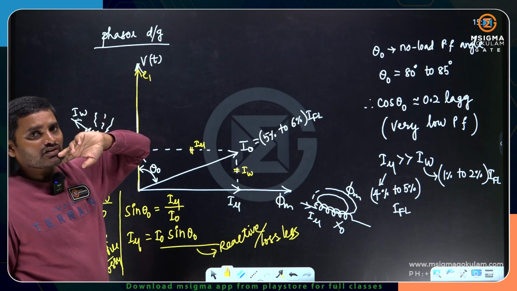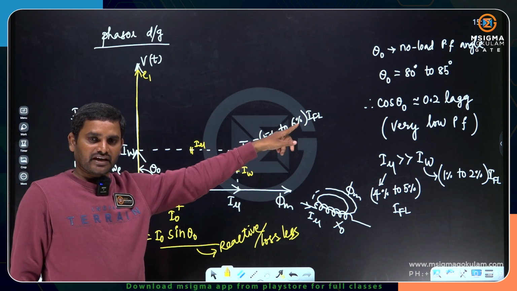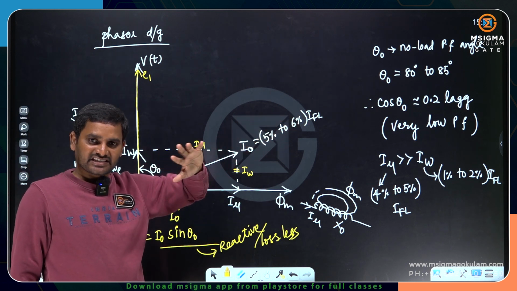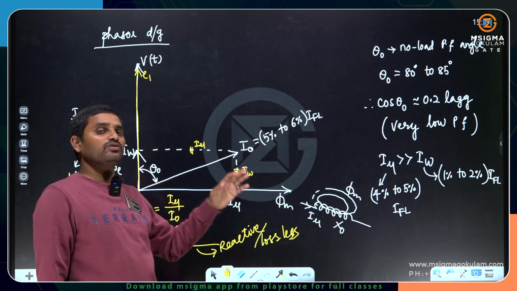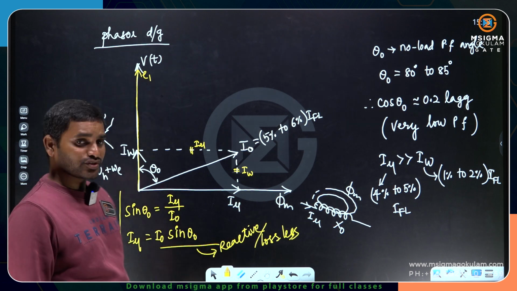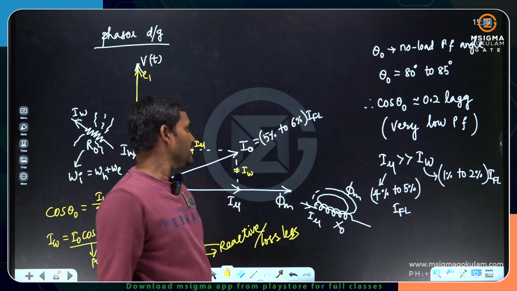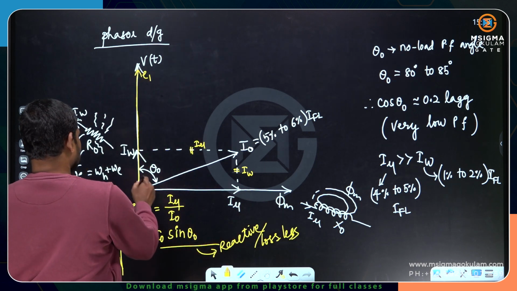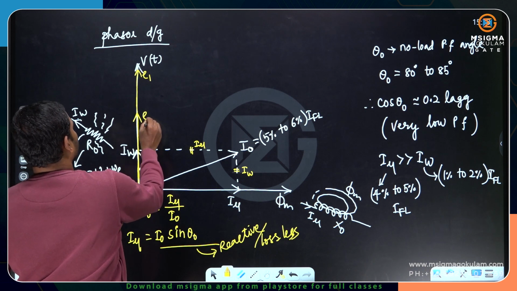I am not representing the drops because the current is very small, just 5 to 6% of the current. So I am not representing the winding resistance drop and leakage reactance drop at all. We will discuss those drops during the load, because during the load the current is more. If the current is more, the drops are also considerable. Here the drops are not considerable. So that's the reason why I am drawing E1 and E2 like this.